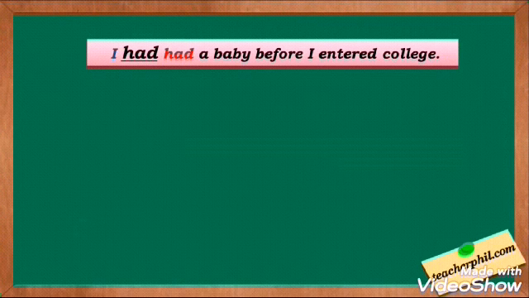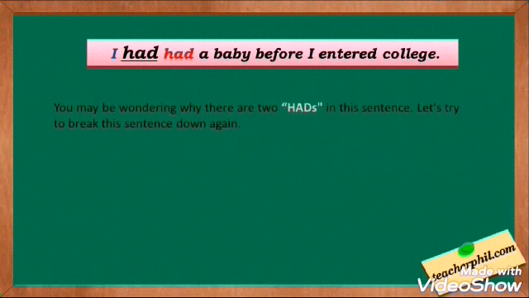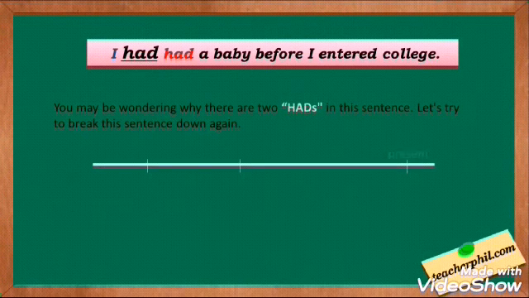Another example, I had a baby before I entered college. Here we have two actions. The first action is had, and this is the past perfect. And the second one, the past simple, I entered college. You may be wondering why there are two hads in the sentence.